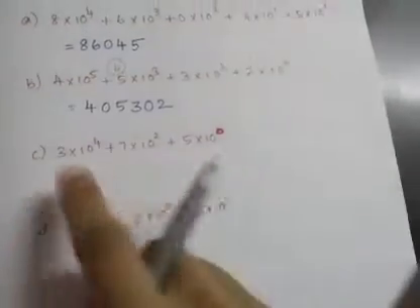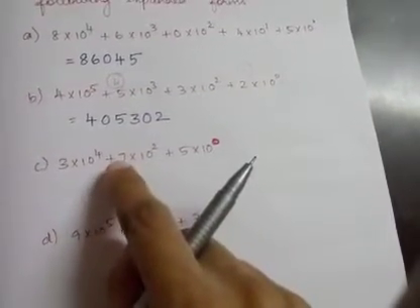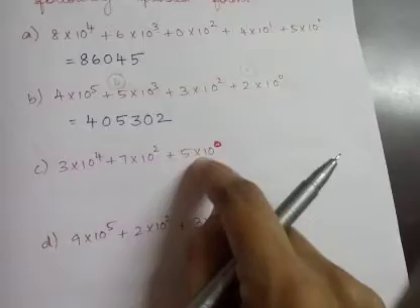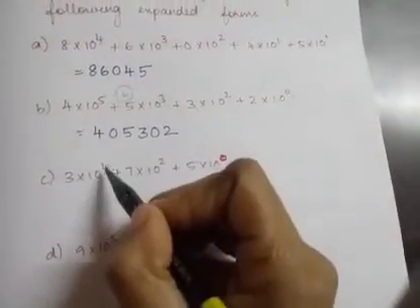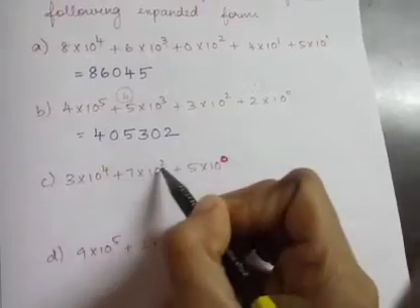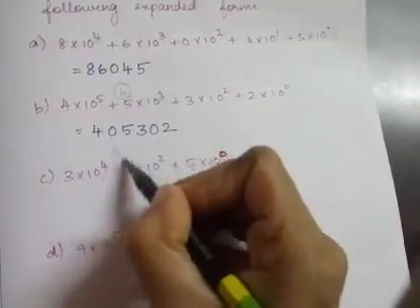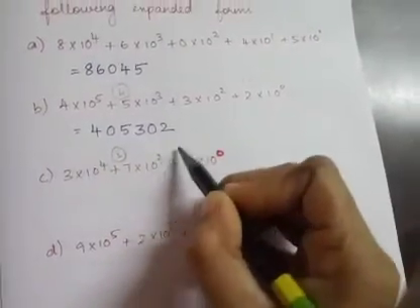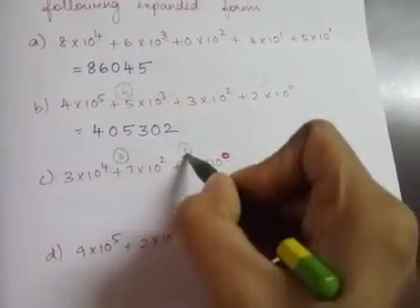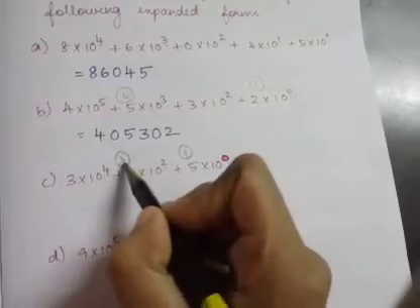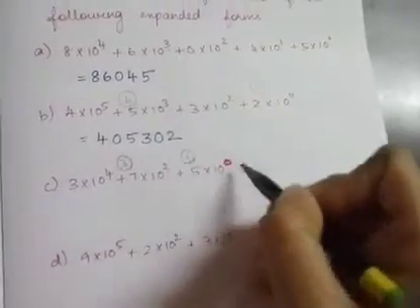Next, 3 into 10 power 4, 7 into 10 square, 5 into 10 power 0. So in this, what numbers are there? 4 is there. Whether 3 is there? No, 3 is missing. Then 2 is there, 1 is missing, 0 is there. So 4 is there, 3 missing, 2 is there, 1 missing, 0.